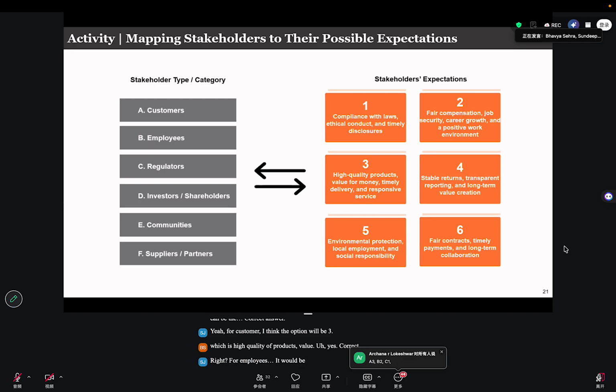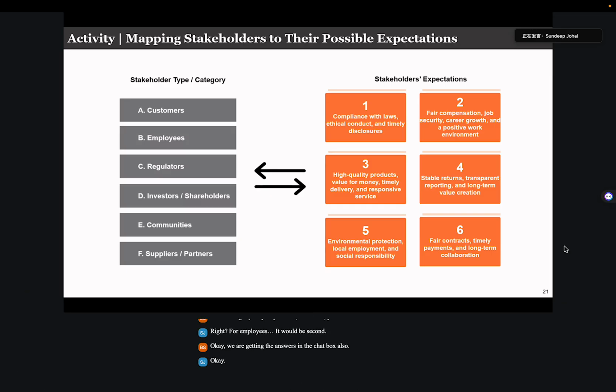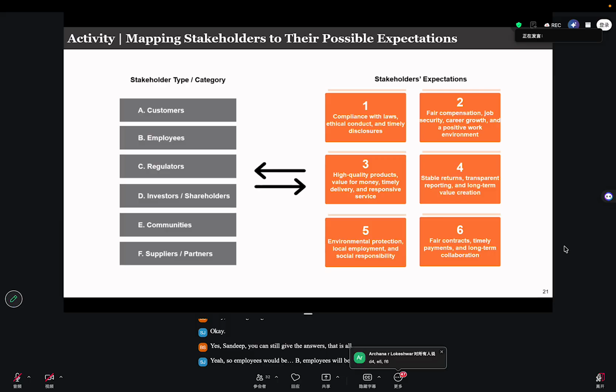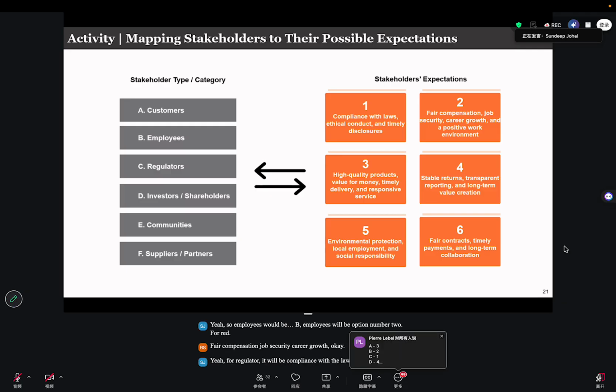Okay, we are getting the answers in the chat box also. Yes, Sandeep, you can still give the answers. Yeah, so employees would be option number two. Fair compensation, job security, career growth, yes. Okay. Yeah, for regulator, it will be compliance with the laws, ethical conduct, and timely disclosures.